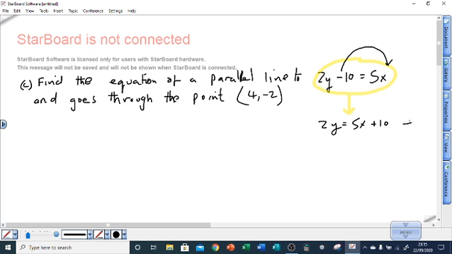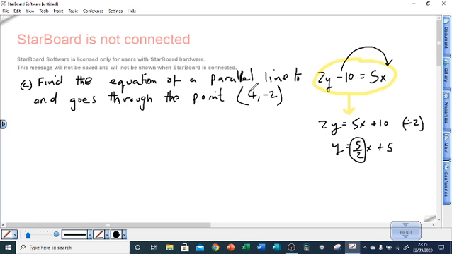I'm then going to tell the examiner I'm going to divide through by 2. So I end up with, divide that by 2, leaves you with y. Divide that by 2, we'll write as a fraction, 5 over 2 x. And divide that by 2, well, 2 goes into 10 nicely, 5. So the gradient quite clearly is 5 over 2.